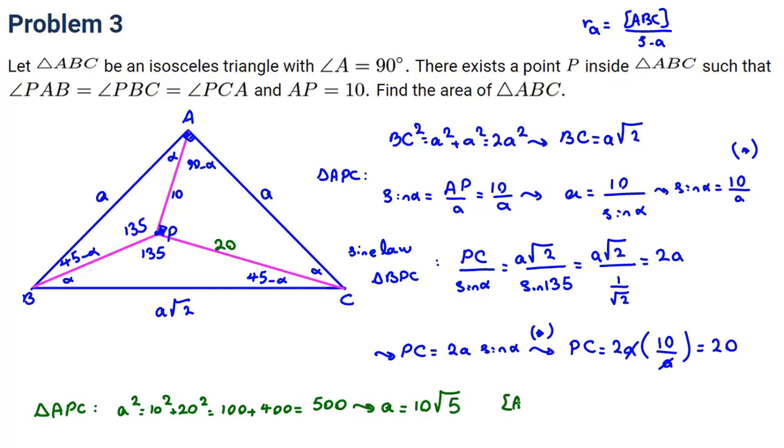Now the area of triangle ABC equals A times A over 2. It will be A squared, or 10 root 5 squared over 2. 100 times 5, 500 over 2, which will be 250. Okay, so the answer of this problem is 250.